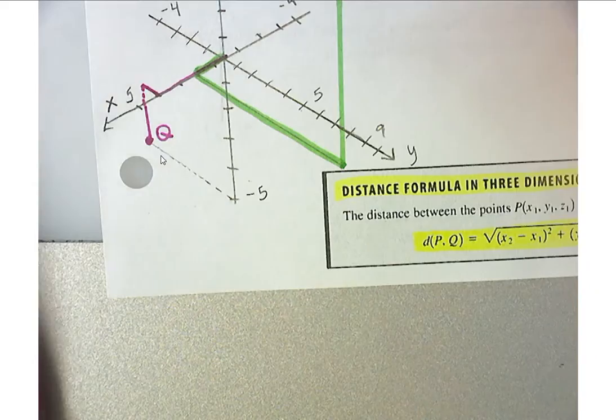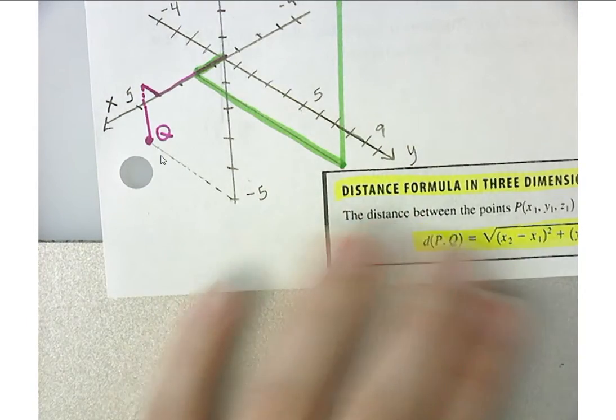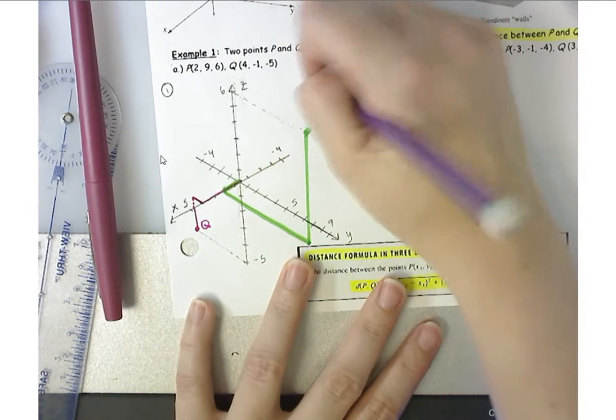Okay, so now what we're going to do, that was step 1, that was plotting my points and labeling them. Now what I'm going to do is step 2, which is finding the distance.